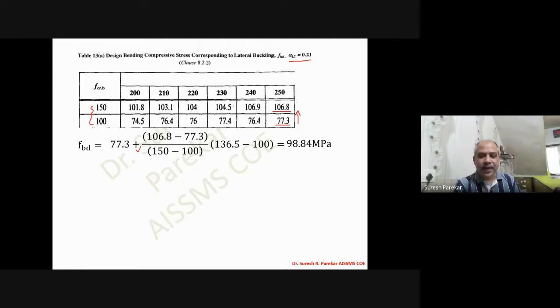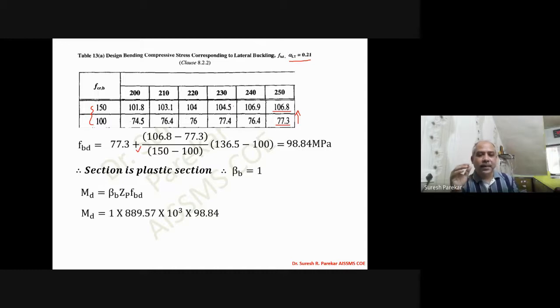And knowing the FBD value, I can find MD. The section is a plastic section, and MD is beta B ZP FBD, and from this we get the value of MD as 87.93 into 10 raised to 6 Newton millimeter, that is 87.93 kilonewton meter.